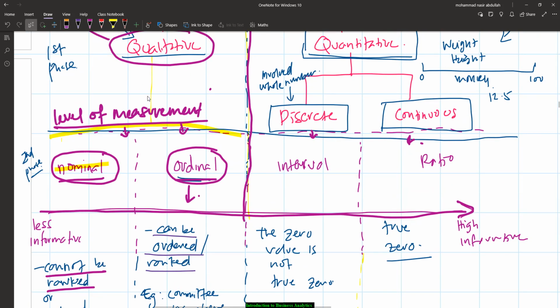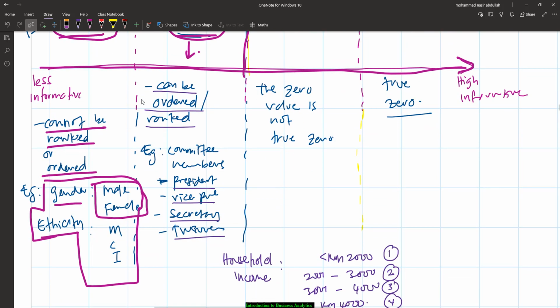Boleh faham antara dua skill ni? Boleh? Hei manusia, boleh ke faham? Ya. Grading. Yes.